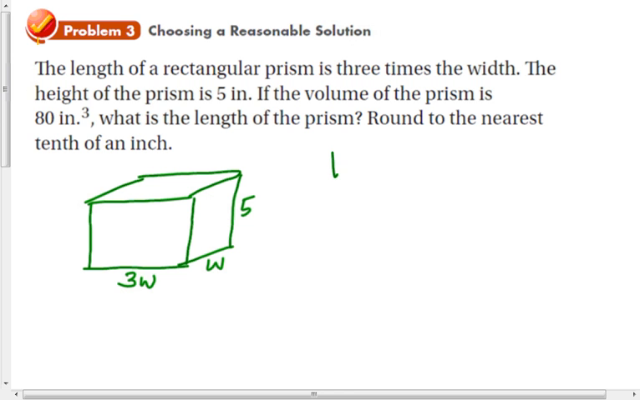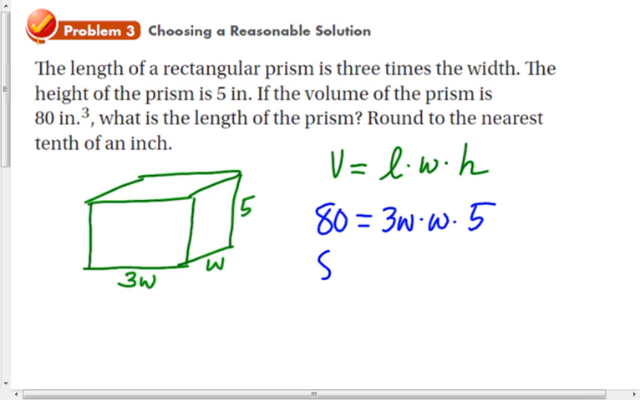Well, remember, volume is length times width times height. And in this case, I can substitute for the volume. It tells us that volume is 80. I'm going to substitute 80 for that. And for the length, I'm going to substitute 3w. For the width, I'm just going to use w. And for the height, I'm going to use 5. I'm just going to simplify that. 3 times 5 is 15 w squared. Okay, now I'm going to divide both sides by 15.